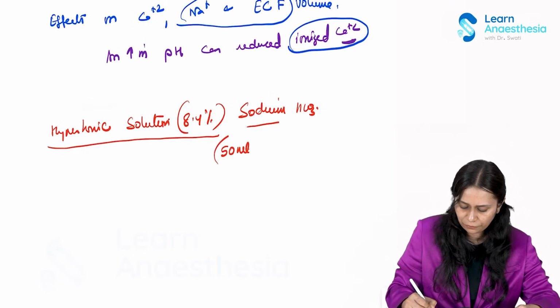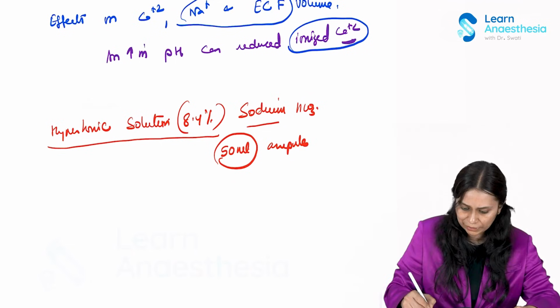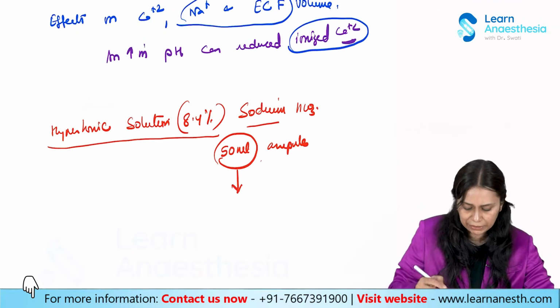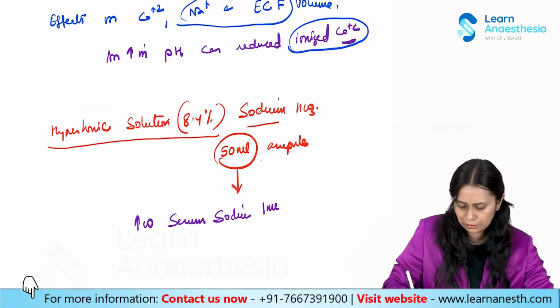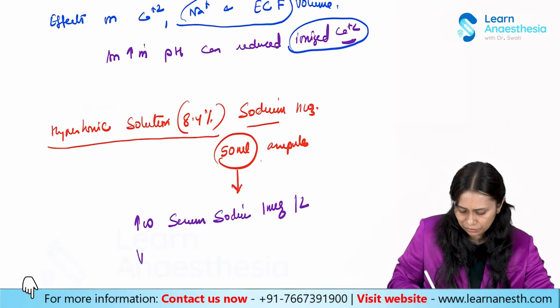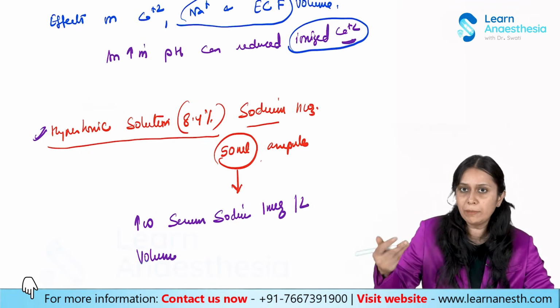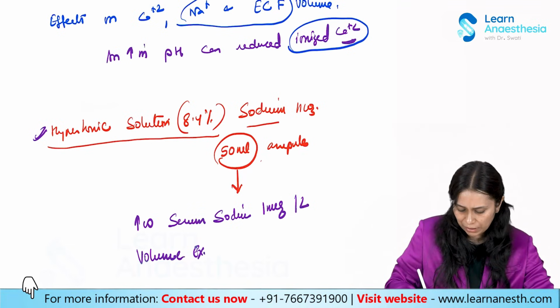If I am using this 50 ml ampoule, with 1 ml containing, let's say, 2 milliequivalents of sodium bicarbonate, this increases serum sodium by 1 milliequivalent per liter, and this causes volume expansion. It's a hypertonic solution, so 50 ml will increase the extracellular fluid volume by 250 ml.